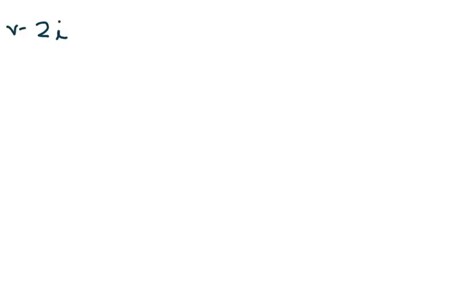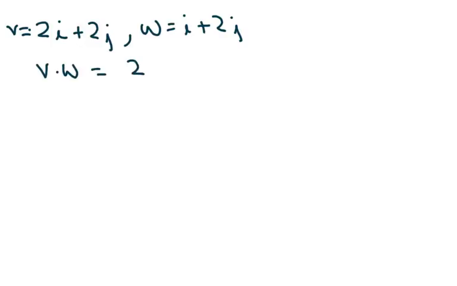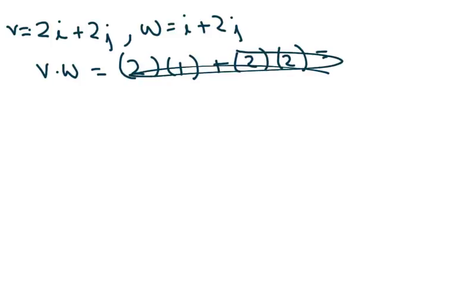All right? The next one we have is 2i plus 2j, and my second vector is i plus 2j. Do the dot product, and I'm going to get 2 times 1 plus 2 times 2, and that gives us, oh, we already did that one. Oops, sorry. Let's do another one. So the next one, we'll do one more.